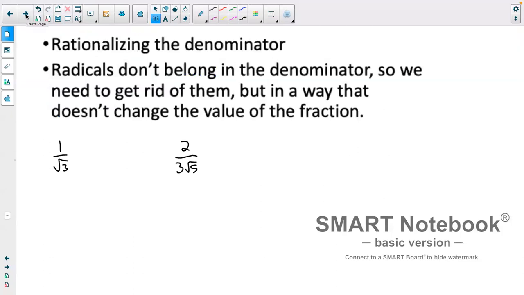Next, we'll talk about rationalizing the denominator. So in mathematics, radicals don't belong in our denominator, so we need to get rid of them, but in a way that doesn't change the value of a fraction. So to do that, what we'll do is multiply the numerator and denominator by the radical.